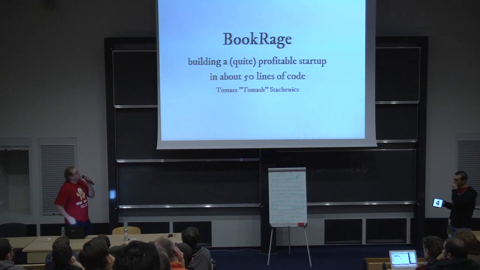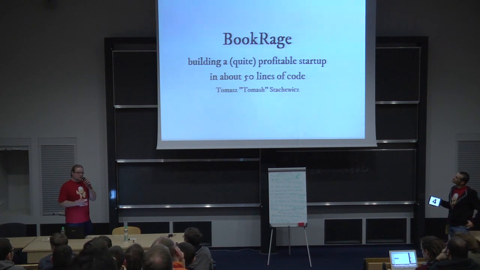Okay, so hi, my name is Tomasz. You might recognize me or not, doesn't matter. Basically, the official title of my talk is theoretically about Bookridge, a startup that I launched pretty recently, but it's going to be more of a technical talk about the inners, and I hope it's going to be a bit inspirational. So the title is kind of a bait, building a profitable startup in 50 lines of code. If your bullshit detector went off, then it's good. Don't turn it off.